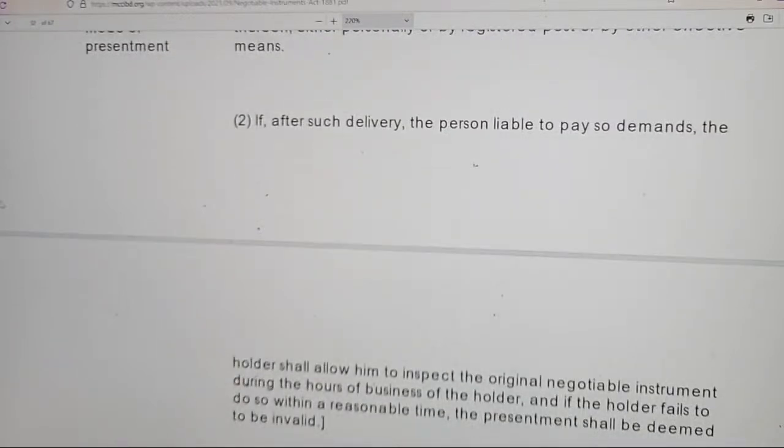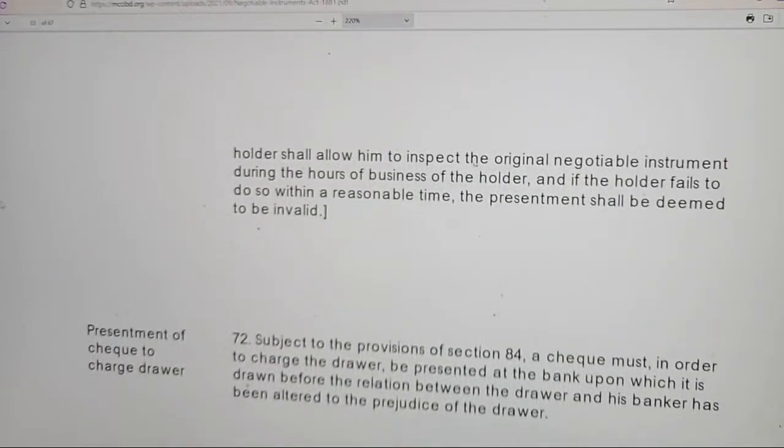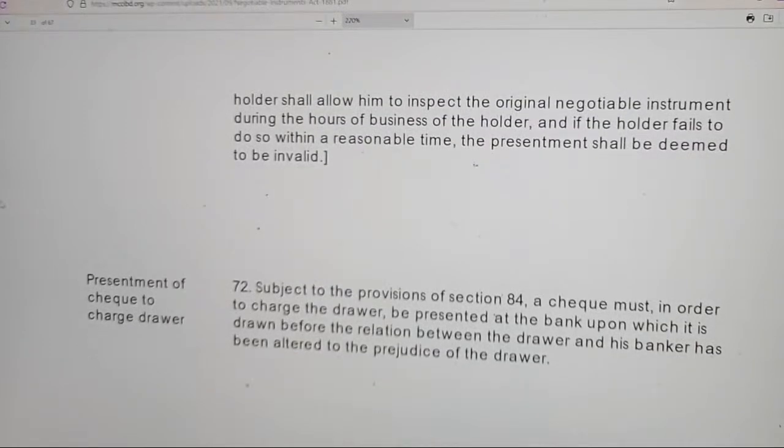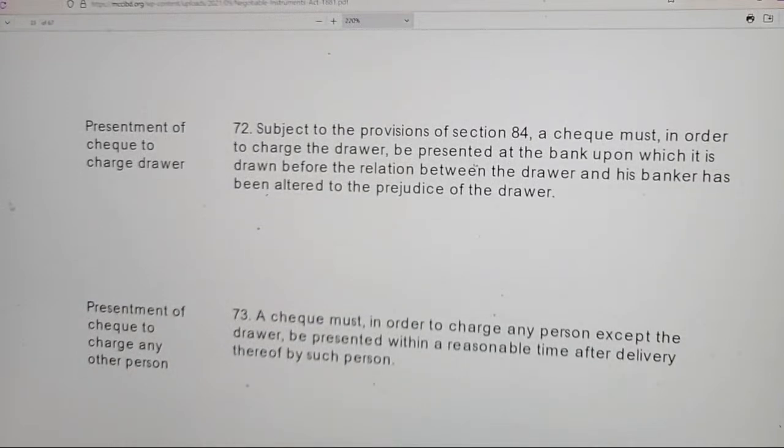If after such delivery the person liable to pay so demands, the holder shall allow him to inspect the original negotiable instrument during the hours of business of the holder, and if the holder fails to do so within a reasonable time, the presentment shall be deemed to be invalid. That's Federal Rules of Evidence 1002, ladies and gentlemen. Write that down. Presentment of the check to charge drawer.